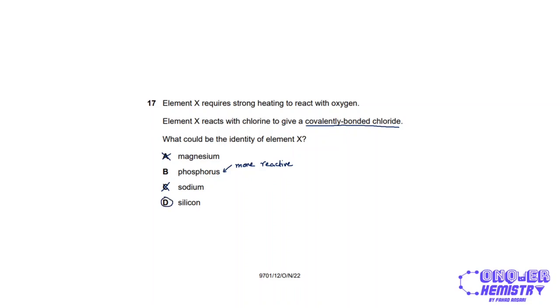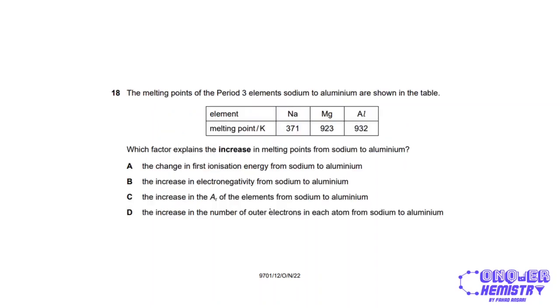And so this is going to be option D. One reason you can give for this is because silicon itself has a giant molecular structure, and so it is unreactive. It takes more heat to react with oxygen. So option D it is.